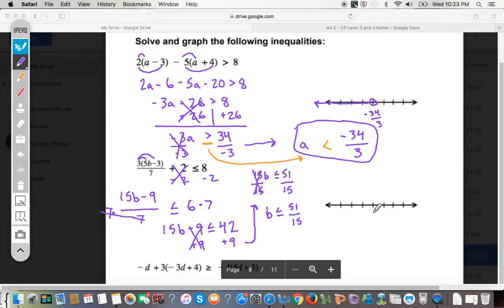Okay, so if I were to graph that, let me put a 51 right here over 15. Okay, and b is less than or equal to, so I have a filled in circle. And I'm heading in this direction. Some ugly numbers to start off here, ugly fractions. But anyway, doesn't mean they're wrong. So pause the video if you need more time.